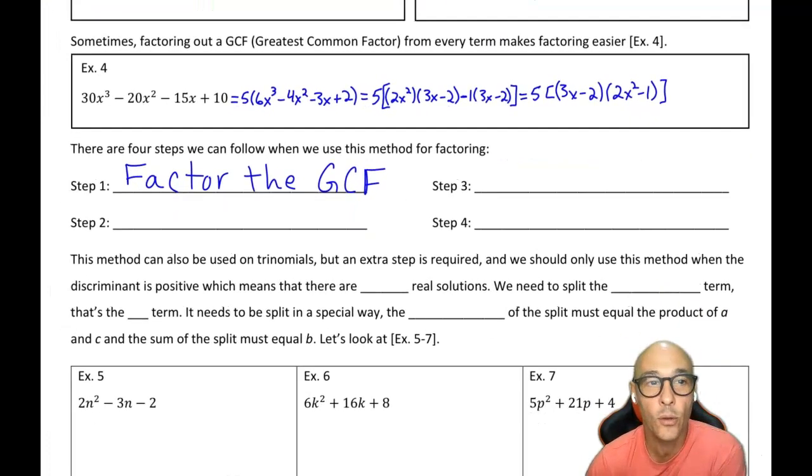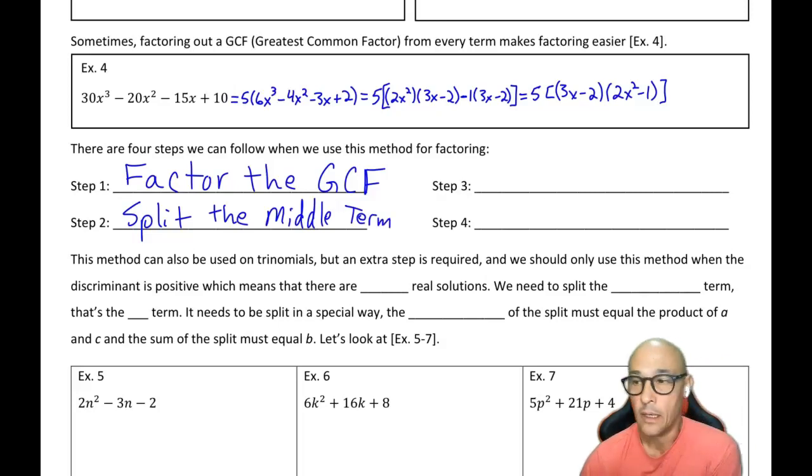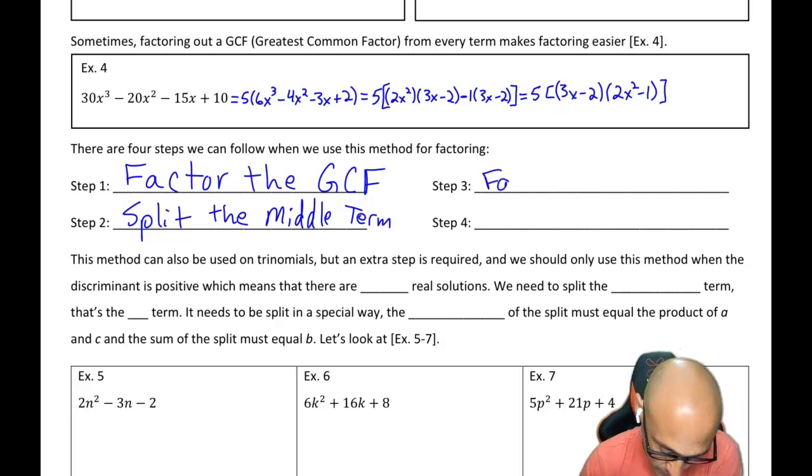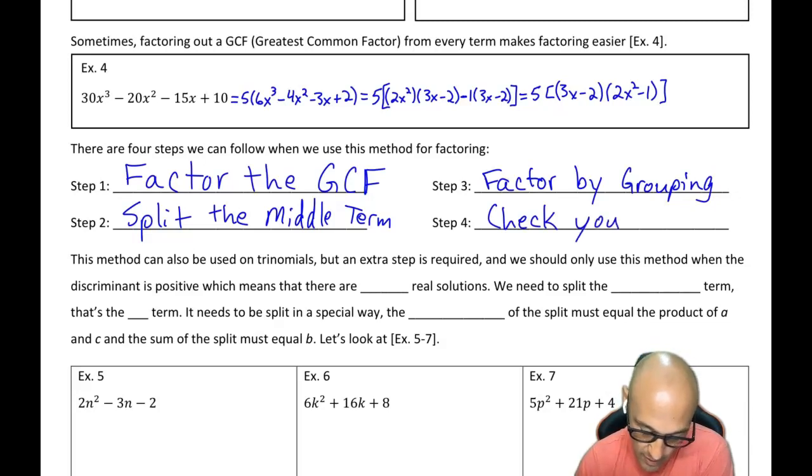And then number 2, we split the middle term. In this case, we didn't have to split the middle term, but later we'll see that if the middle term isn't split, we have to do that. Step 3, factor by grouping. And step 4, check your work. And we didn't check our work there, but remember, you can always do that by expanding.